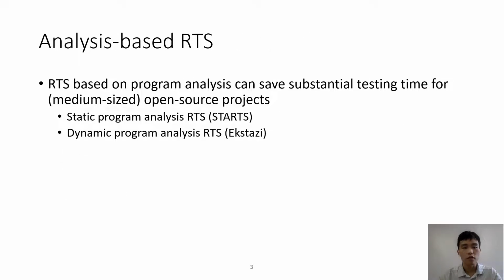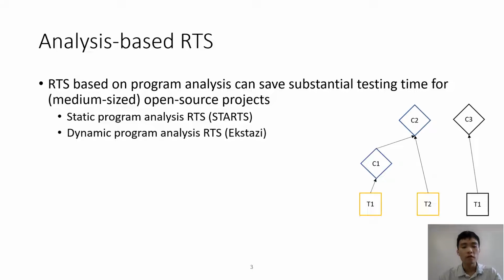Researchers have shown that regression test selection based on program analysis, often called analysis-based RTS, can save substantial testing time for medium-sized open-source projects. Analysis-based RTS techniques use static or dynamic program analysis to find code elements, like statements, control flow edges, methods, or classes that each test depends on. Then, on a new code version, the techniques select tests that depend on modified elements.